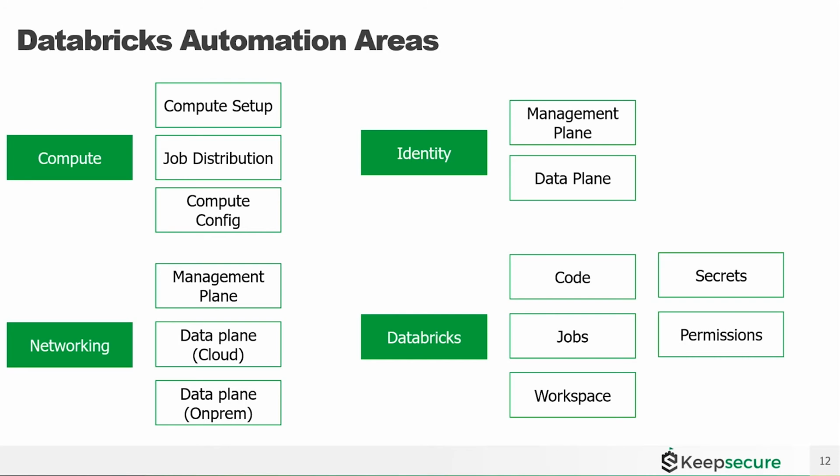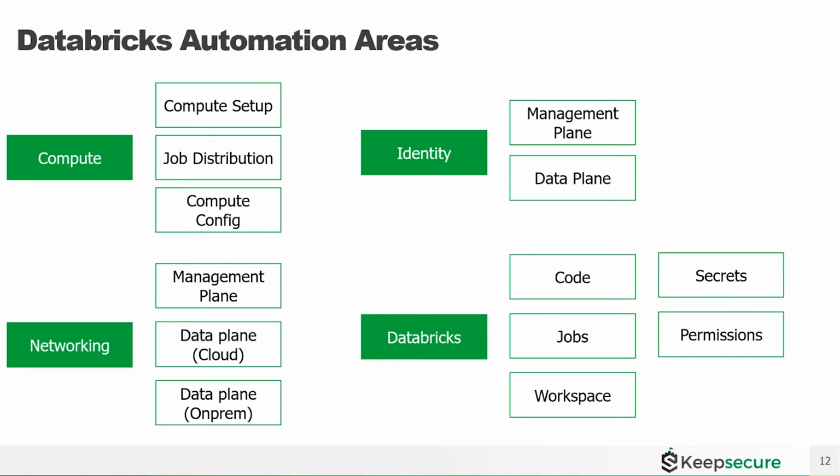If we start in the bottom left, one of them is networking. So your compute nodes that you're spinning up, whether it's in the Microsoft managed virtual network or in a customer managed one, for example, need to be able to talk back to the management plane. That's where it's getting all of its instructions from. That's where the notebooks and the notebook results get stored. And so it needs to have two-way communication between your nodes and the management plane.